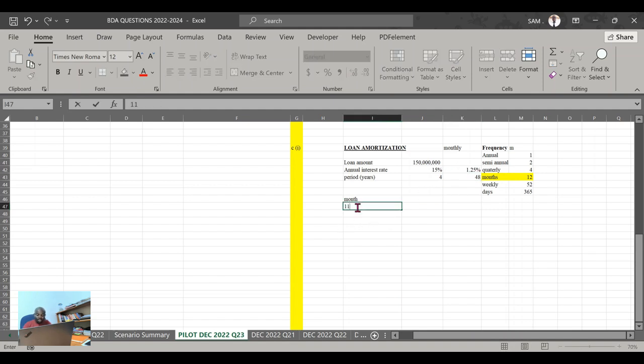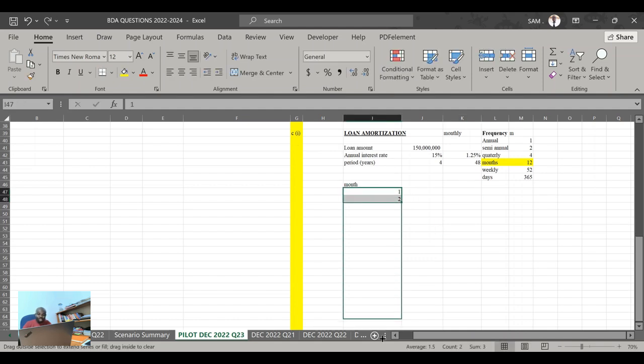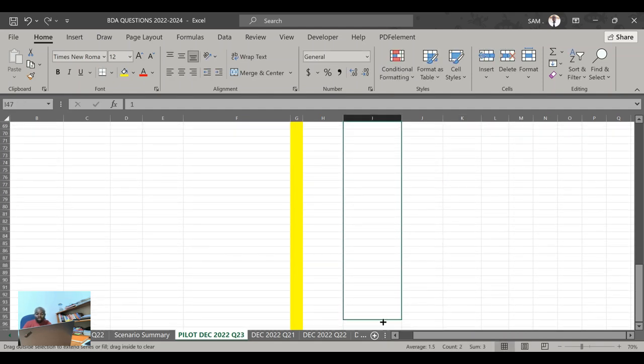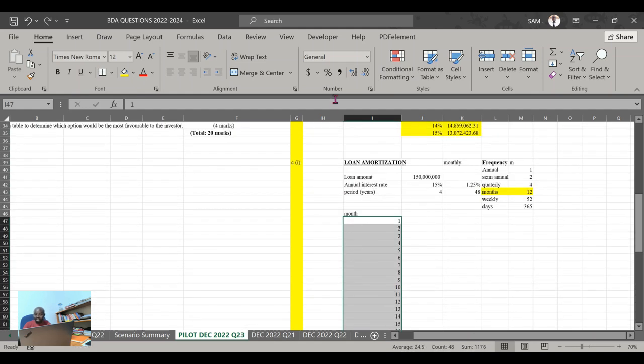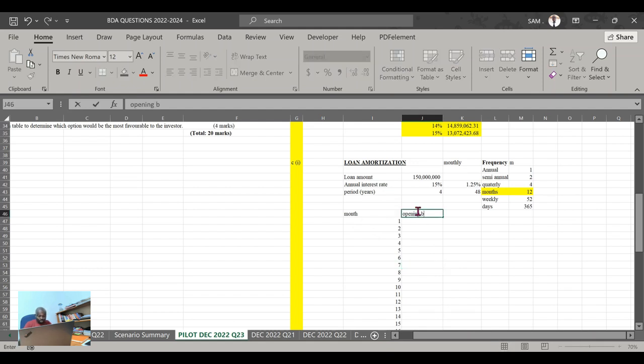So that is month 1. Then, if you remember the series functionality that we used, I'll just use it, or I can go the easier route by just dragging down to month number 48 like that. After I have my 48 months listed, I will go to the opening balance of the loan, for period 1 to period 48. So I will have my opening balance. Then I will have installment.